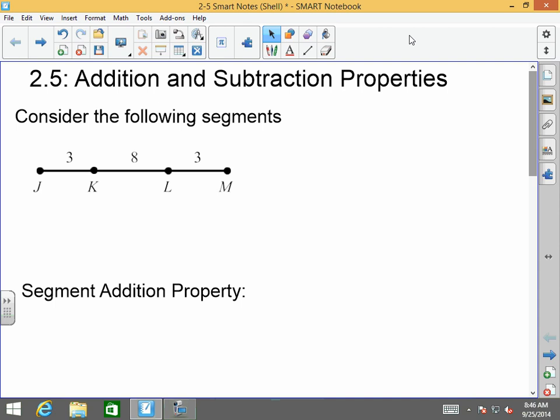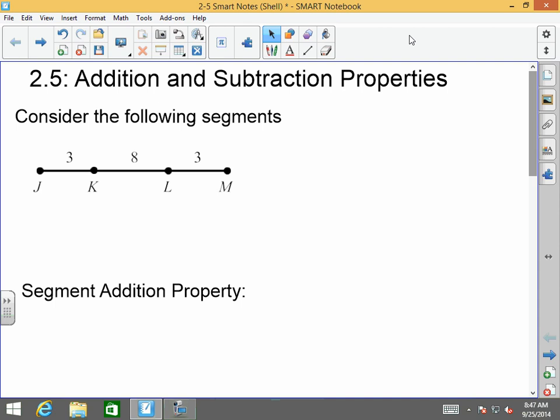Today we are going to continue with our postulates to increase our vocabulary or our acumen on proofs and how to do proofs. And the only way to get better at proofs is to learn more and more information about proofs. So today we're going to talk about the addition and subtraction properties, okay?